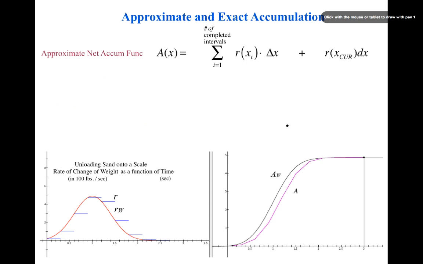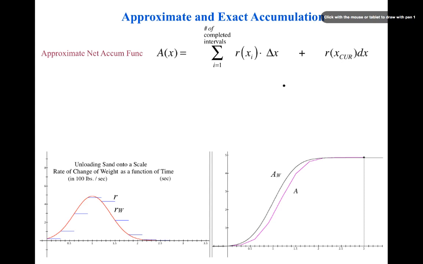And so then what happens when we make delta x really, really small? Well, the smaller and smaller we make delta x, the more accurate our pretend rate function is, the more accurate our pretend accumulation function is, and the more and more intervals we have. And so we talked about, to get the exact accumulation, we just need to make the intervals small enough so that we can't tell the difference between approximate and exact.